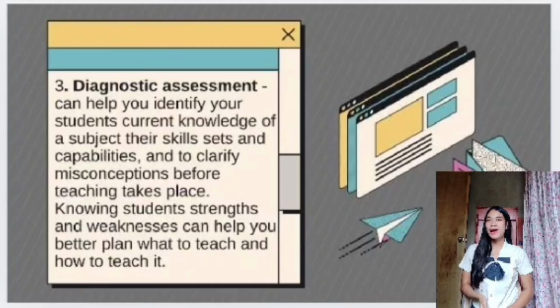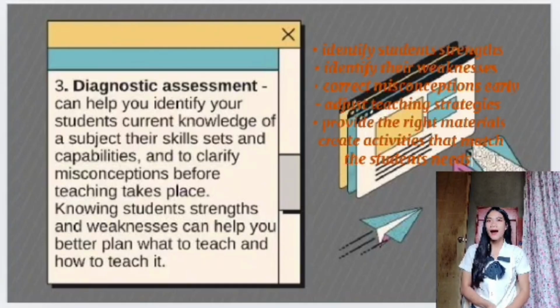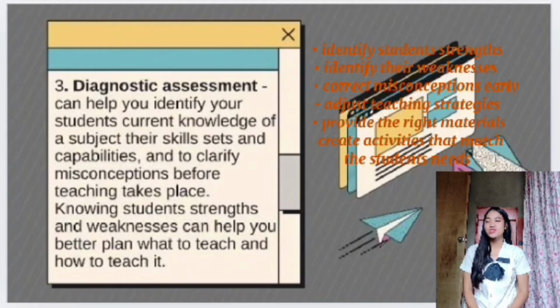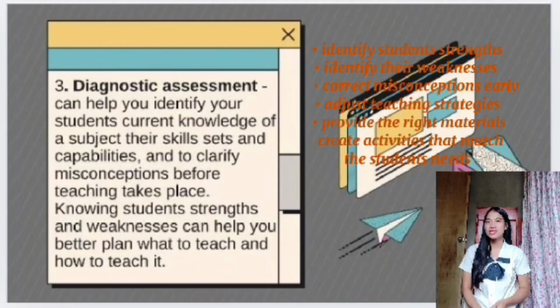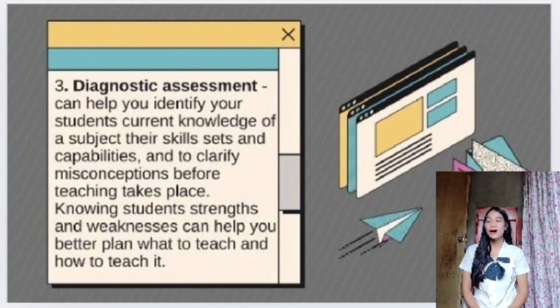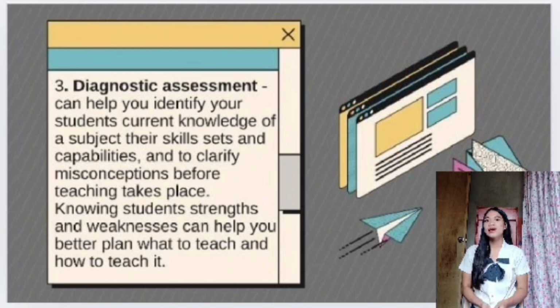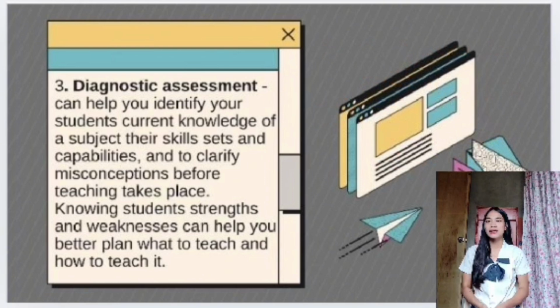Diagnostic assessment can help teachers identify the students' strengths, identify their weaknesses, correct misconceptions early, adjust teaching strategies, provide the right materials, and create activities that match the students' needs. Because of this, lessons become more targeted and effective. Instead of teaching blindly, teachers know exactly what students need.